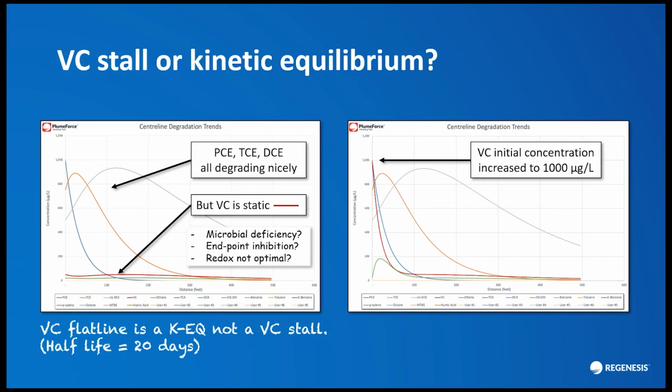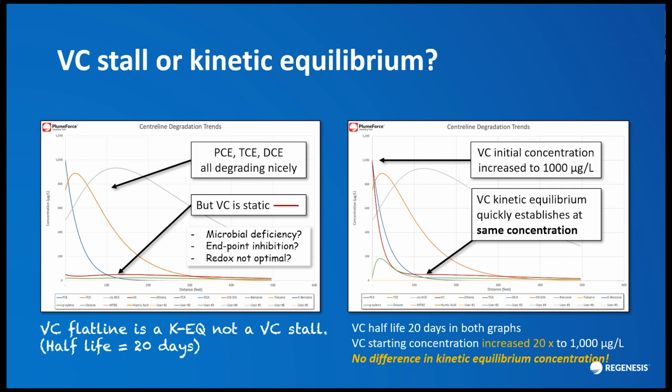What gets interesting though, and the reason that we can see how stable kinetic equilibria can be, is that here in the model, I've increased the vinyl chloride concentration to 1,000 micrograms per liter. It was originally just 50 micrograms per liter, so I pushed it right up. But the kinetic equilibrium that it reaches is almost exactly the same as we had to begin with. That's because the equilibria that we get are largely driven by rates rather than the starting points. The equilibrium is something the system moves to and then stabilizes at.